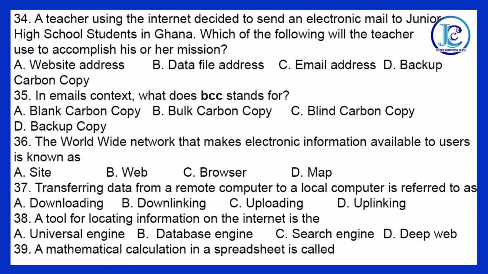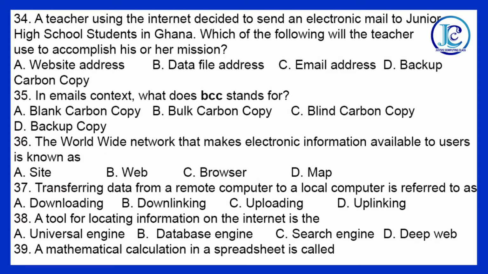Question 37. Transferring data from a remote computer to a local computer is referred to as A. Downloading, B. Downlinking, C. Uploading, then D. Uplinking. Question 38. A tool for locating information on the internet is the A. Universal engine, B. Database engine, C. Search engine, then D. Deep web.